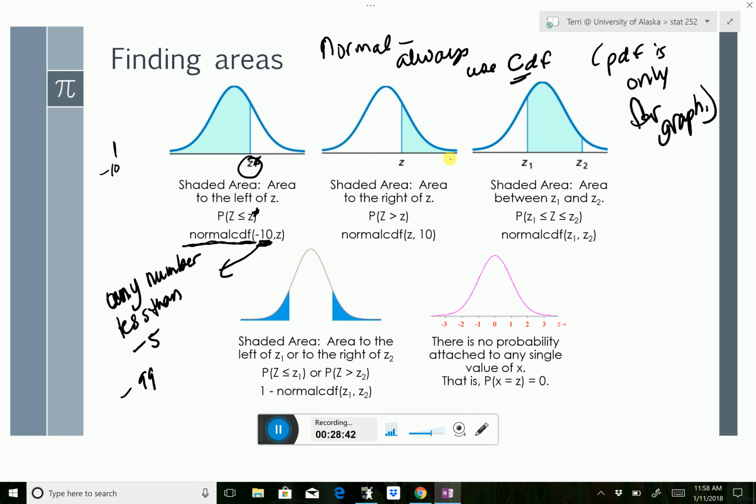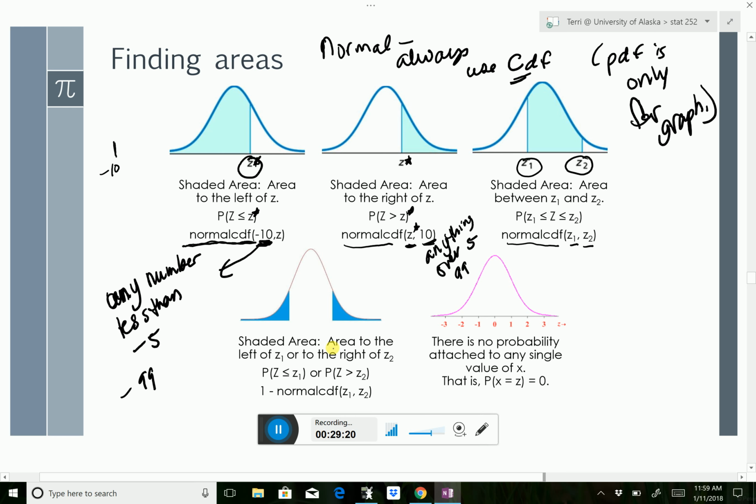Now, an area to the right. Now, we're greater than our z star. So now, normal CDF, we want to go from the z star to positive infinity. And again, this can be anything over 5. Sometimes I like to use 99. I put 10 in here. It doesn't make any difference, really. So for an area between 2 points, z1 and z2, we're just going to do the normal CDF from z1 to z2. That's how normal CDF works on your calculators.